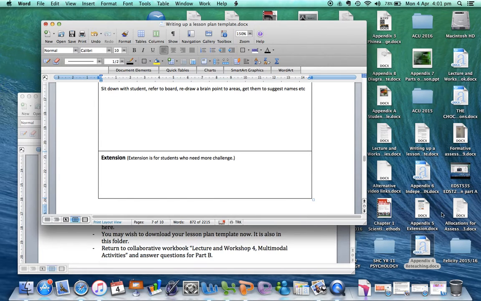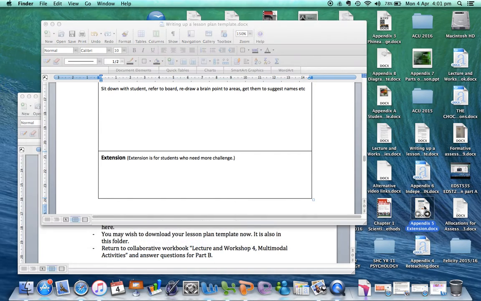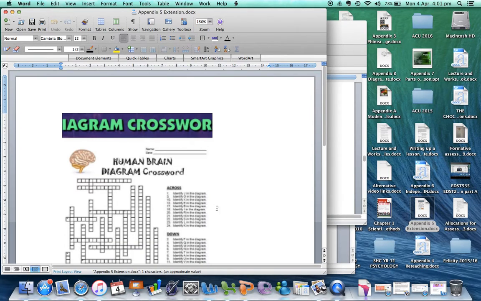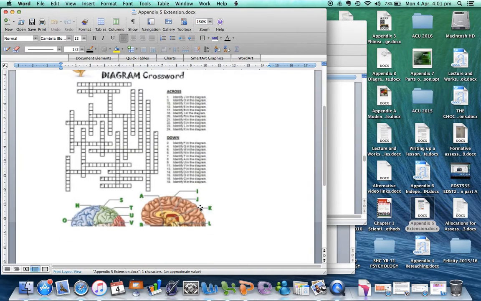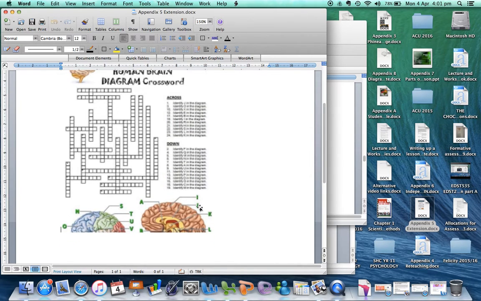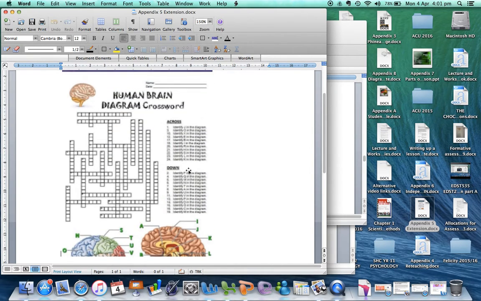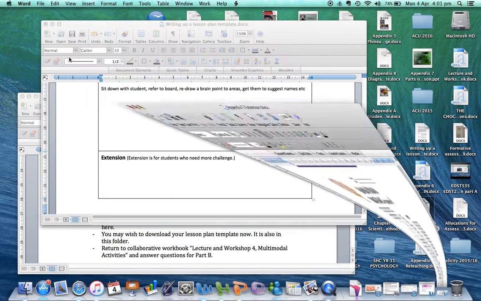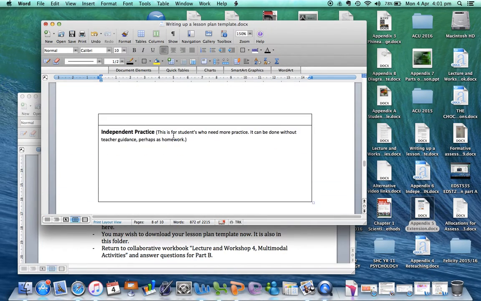But of course, then I should have an extension activity for my extension students requiring challenge. And this is one I've just very quickly stolen off the internet. That's why I can't see it properly. But I might have a human brain crossword for them to complete, because they've more than likely completed the activities on the board and the homework activities that you've provided for them already if they are extension students. And of course, I have that in my appendix as well.